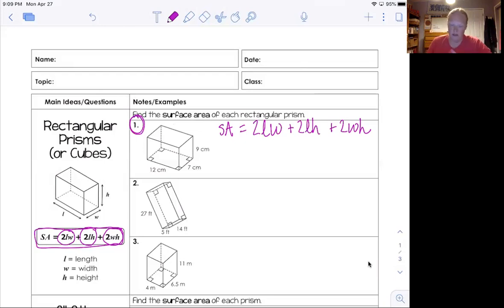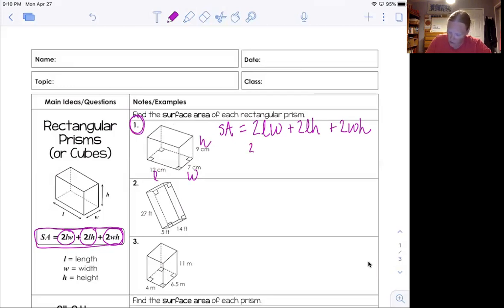Okay, so now I'm going to look at this. I'm going to label my figure just like we did before. We labeled base, we labeled height, we labeled the height of the prism. So in this rectangular prism, I'm going to call the 12 my length, I'm going to call the 7 my width, and the 9 makes sense to be my height. And now I'm just going to plug stuff in.